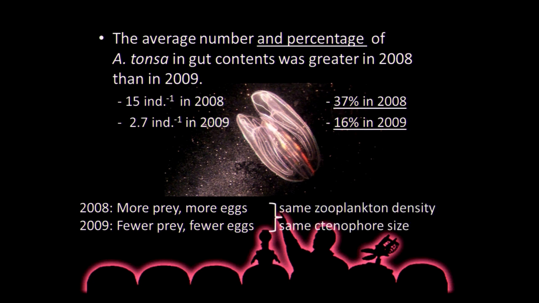And I can't resolve the difference by the zooplankton density being different, because it wasn't. It was the same in both years, and my Ctenophores were the same size in both years. So what is going on here? Well, this is where, maybe put a little vodka in your soda at lunch. This will help you out.